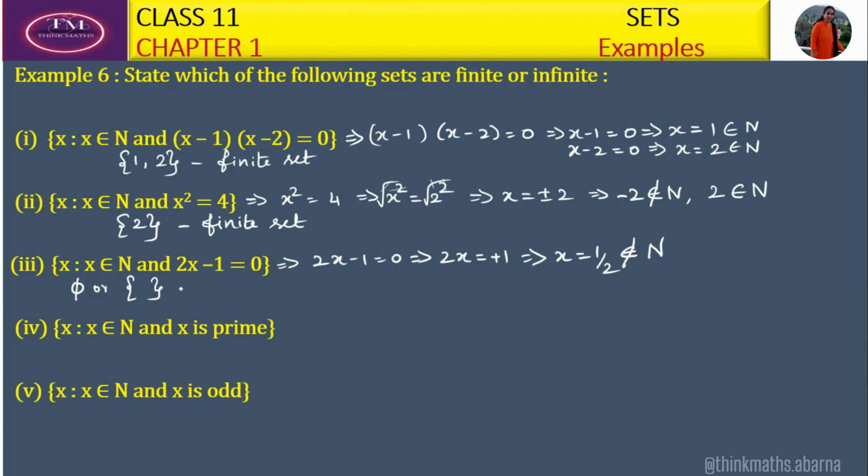Example of a null set. Null set means how many elements? 0 elements. So it is also countable. So it is a finite set.